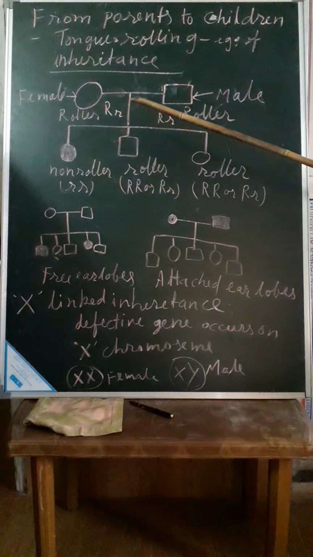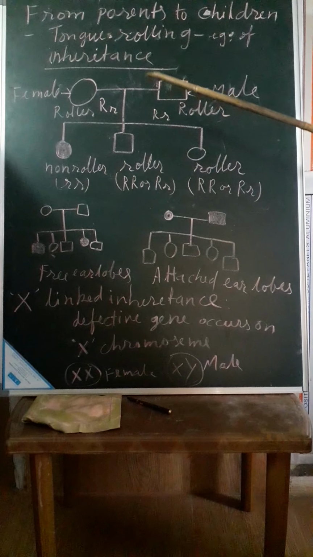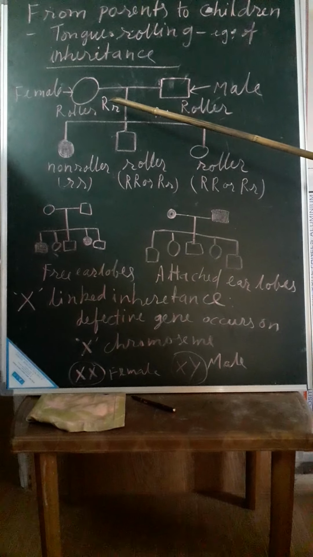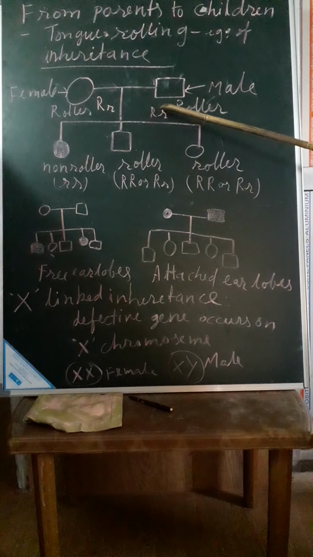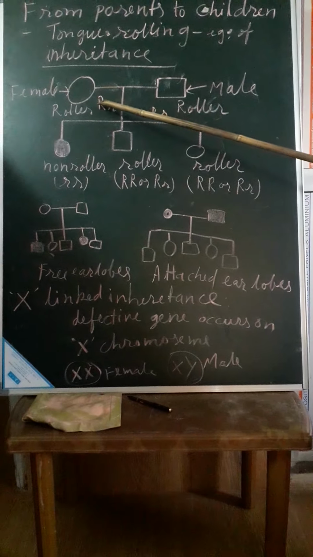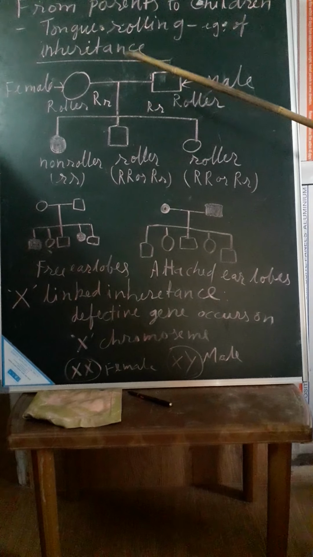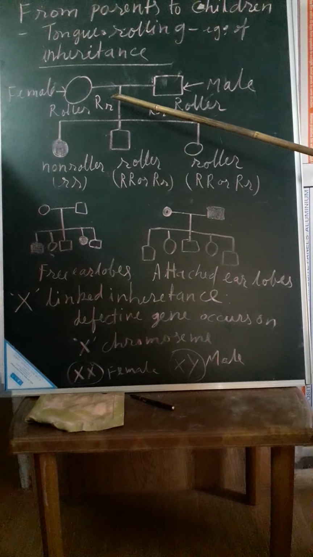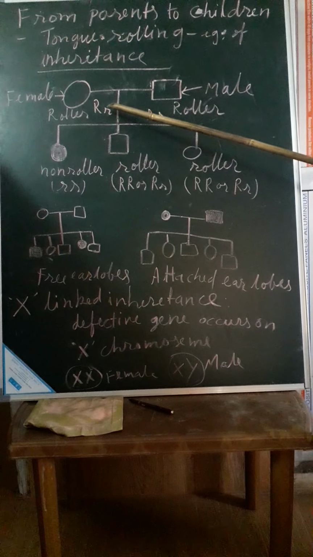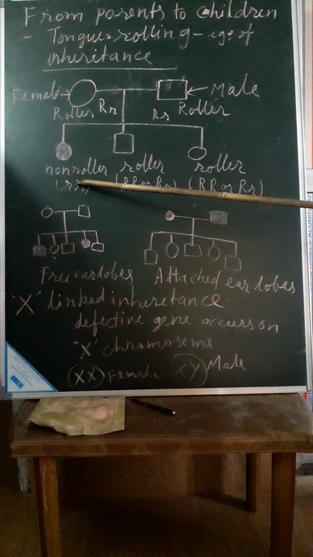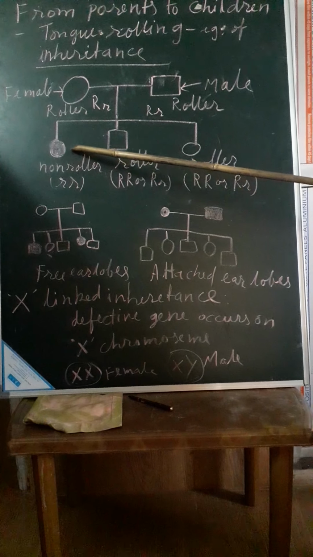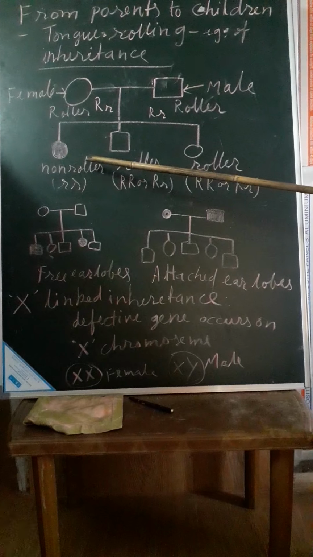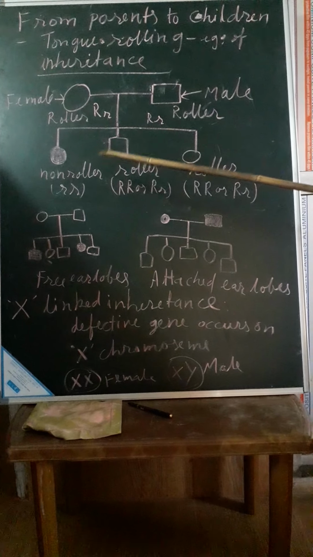It is nothing to be surprised about, because the parents may have the heterozygous gene, that is capital R and small r. So from each parent, this child might have received a small r, so she is a non-tongue roller.